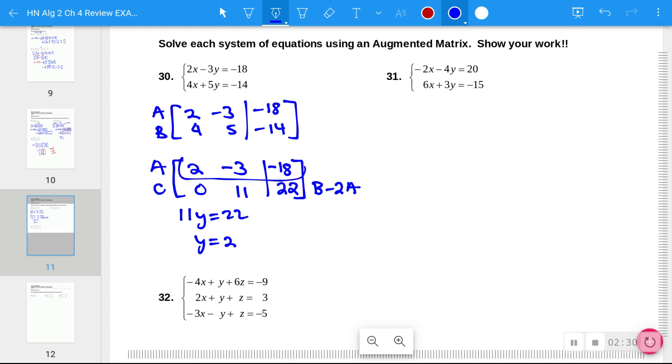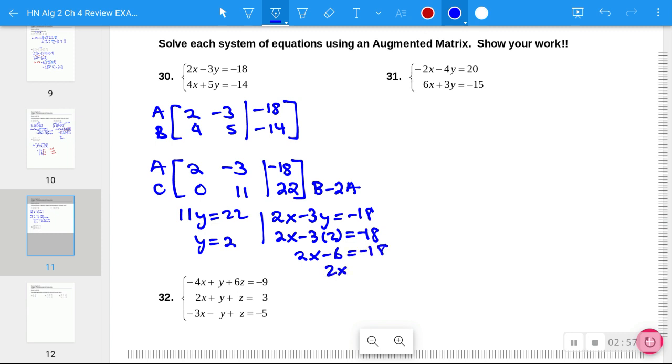And then we interpret this line, which would be 2x minus 3y equals negative 18. And if you plug in the 2 for the y that we know, and solve, you get x equals negative 6. So you solve for x and y. Okay, number 31.